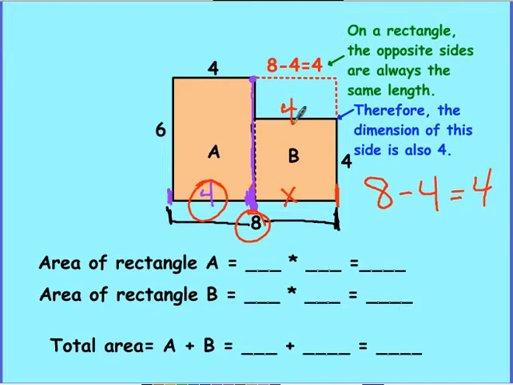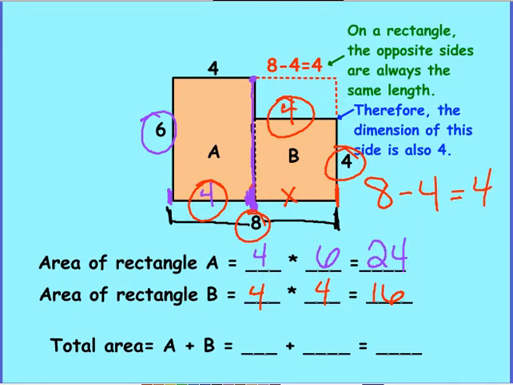Okay, so to find the area of rectangle A, we're going to take our two dimensions, 4 and 6, and multiply them because that's going to give us the area of rectangle A. And then we're also going to take the dimensions of rectangle B, which are 4 and 4, and multiply them. And you get 16. And up on the top, you get 24.